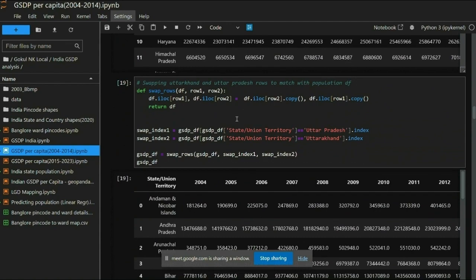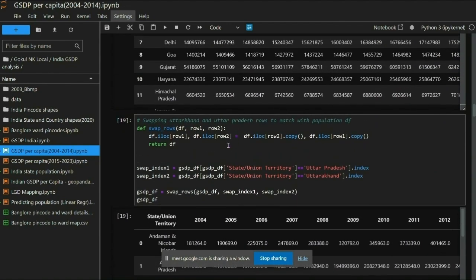Then swapping the order of the states. In one of the data frames, Uttar Pradesh was first and Uttarakhand was second, and in another data frame, it was Uttarakhand first and Uttar Pradesh second. Without having it in the right order, we cannot continue the calculation. So I did swap the values in one of the rows so that both the data frames match each other.